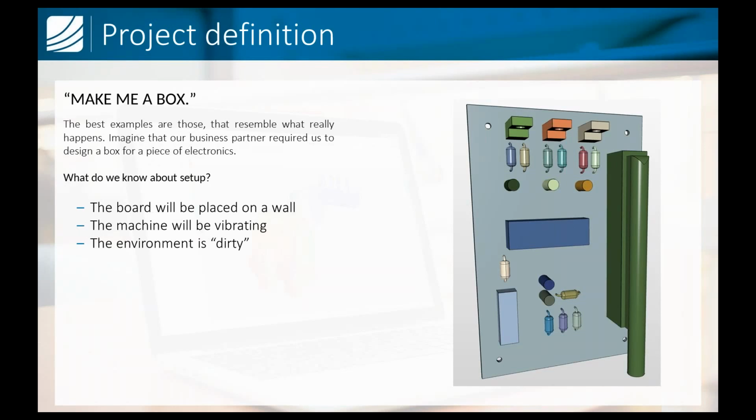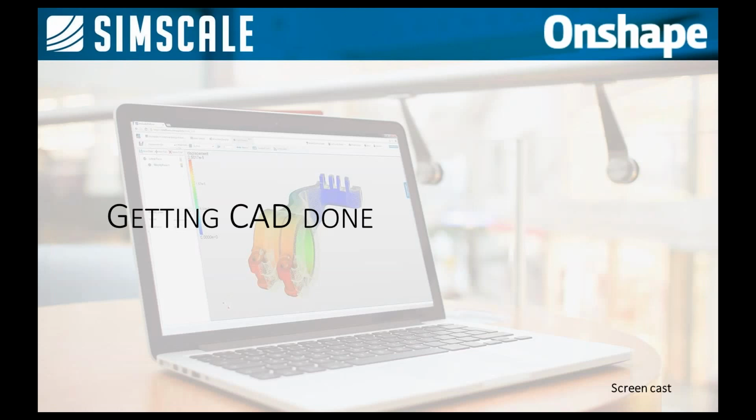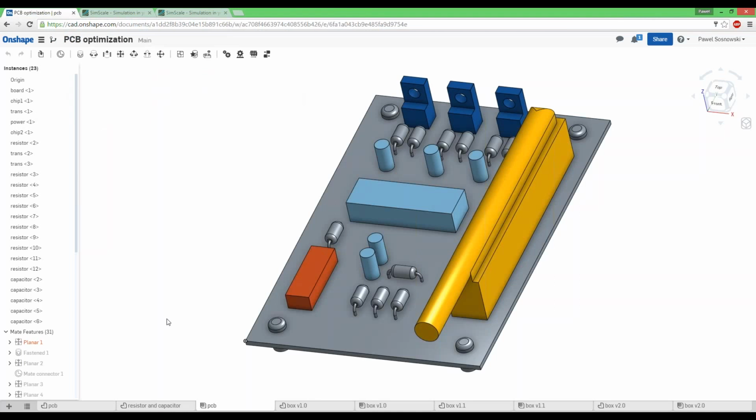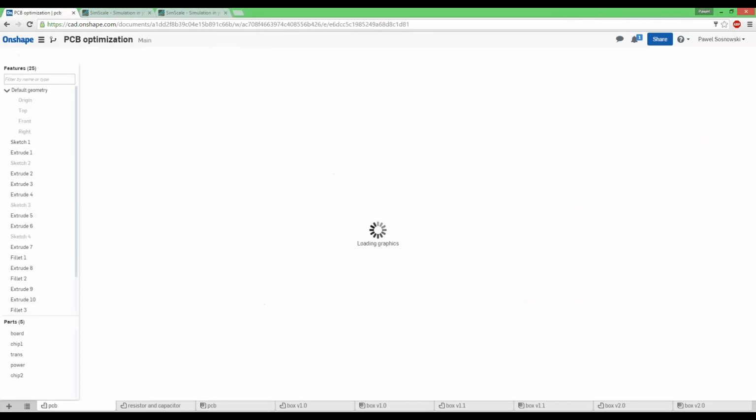Well, we take the challenge and, of course, start with the CAD. That's where Onshape comes into place. And just to make sure that we are all seeing what I'm seeing, in this particular case, I created a small project and designed the PCB board myself. A little bit of playing.